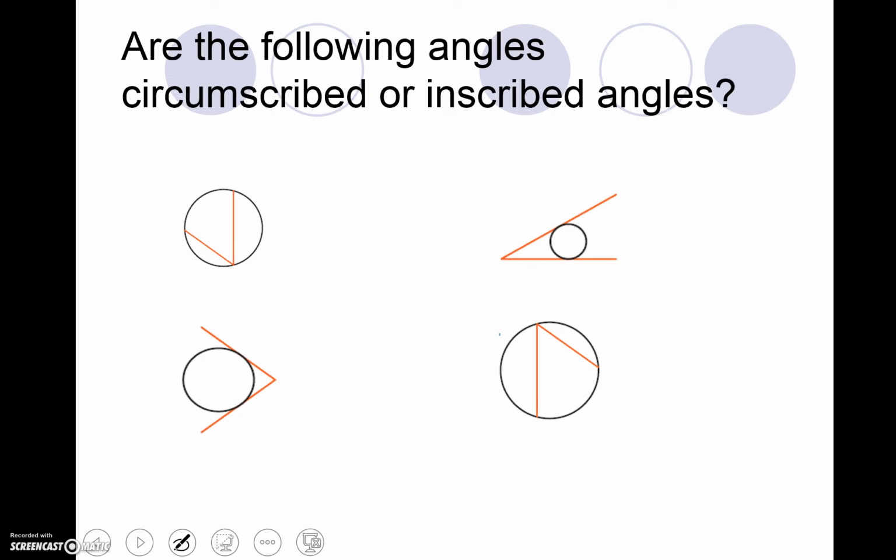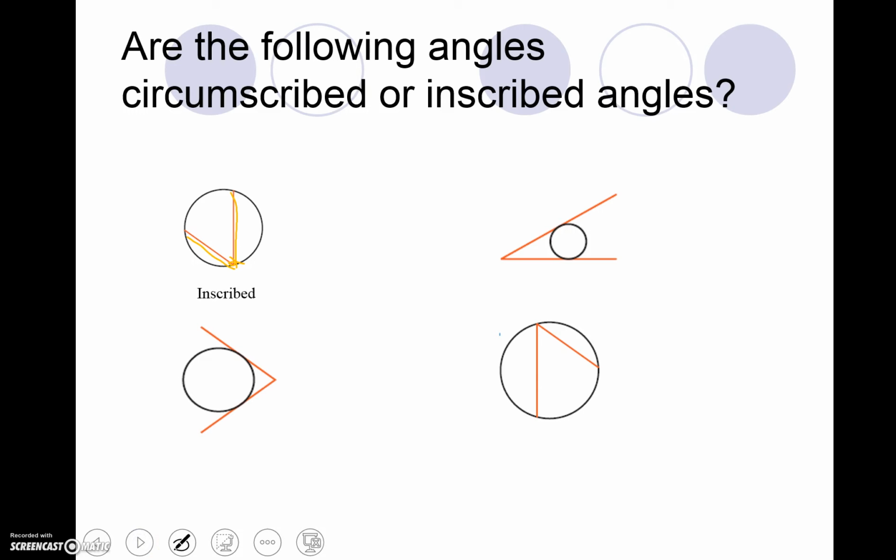So just to do an example here, all I want to do is determine whether these are inscribed or they are circumscribed to make sure we understand the difference. So let's take a look at the very first one. So what I see here is that we have two chords sitting on the inside, here and here, and its angle is on the inside. So based upon that, it's an inscribed.